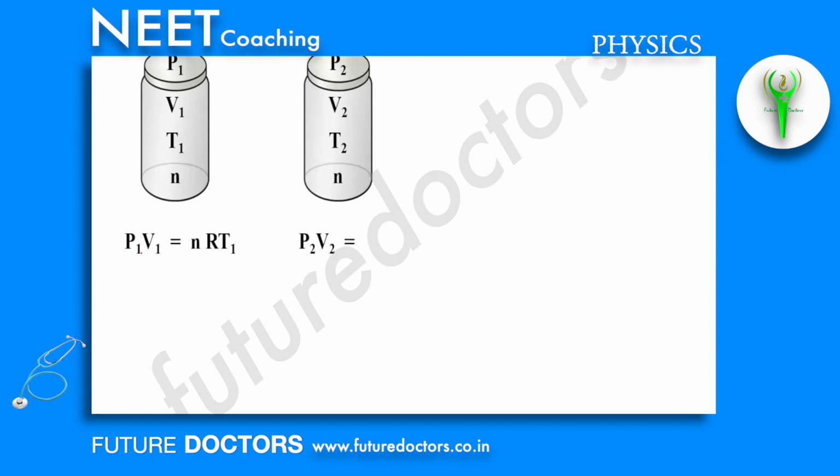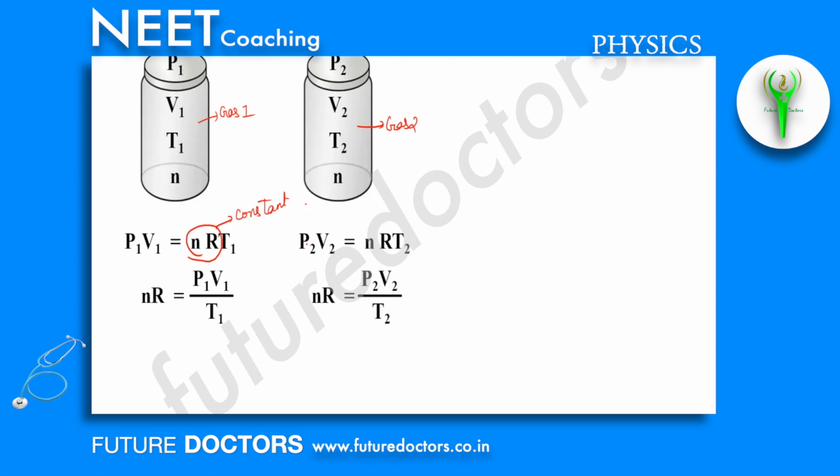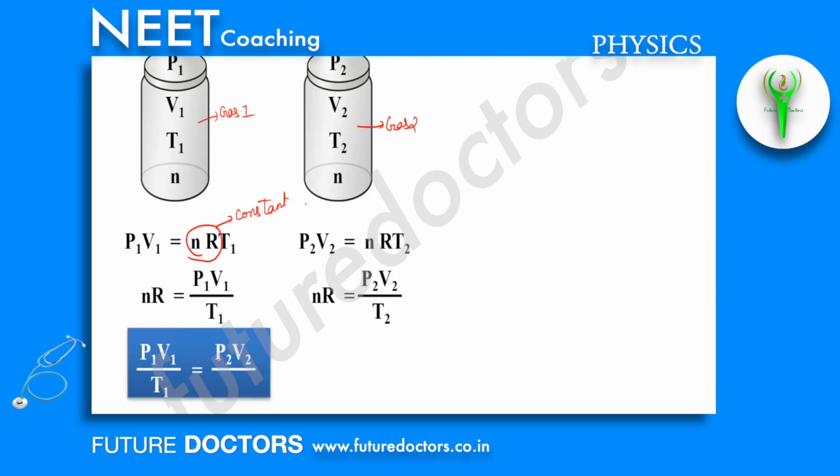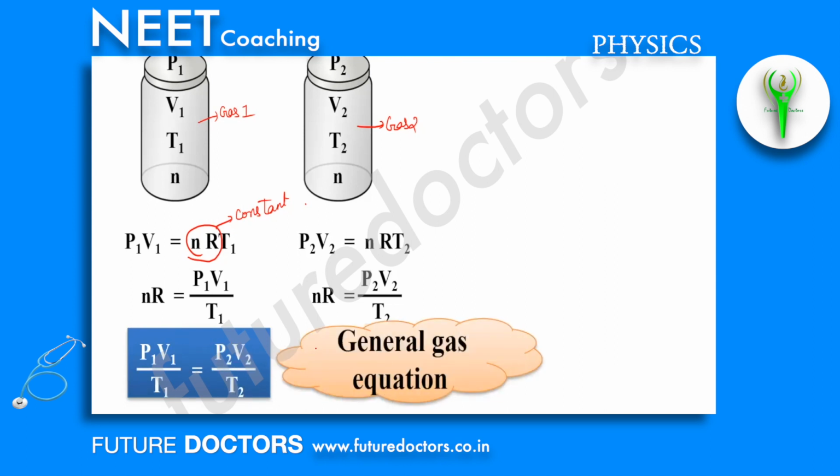Now take gas 1 with P1, V1, T1 and another gas 2 with P2, V2, T2. The number of moles is the same. So P1V1 is nRT1 and P2V2 is nRT2. n and R are constant, so P1V1 by T1 is constant and P2V2 by T2 is constant. We can write P1V1 by T1 is equal to P2V2 by T2. So it is the general gas equation.